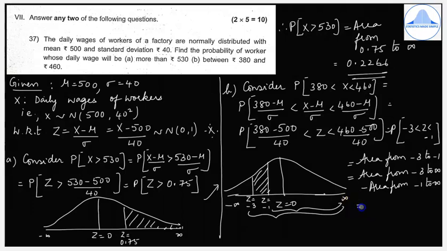So if you check the tables, you will get 0.9987 minus 0.8413, which is 0.1574.